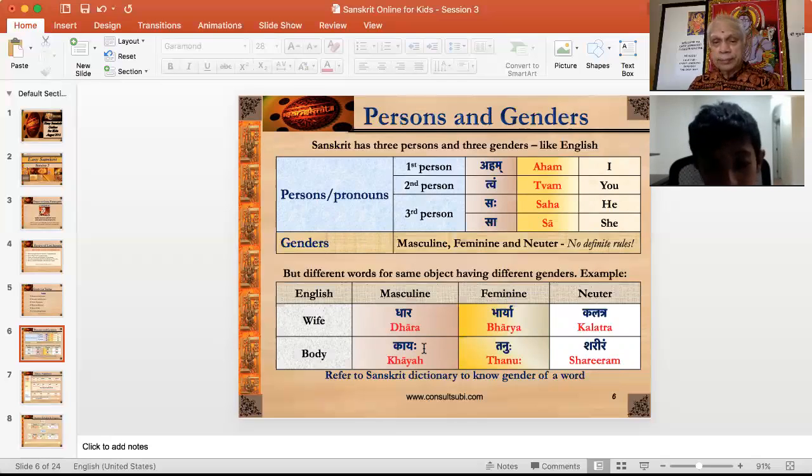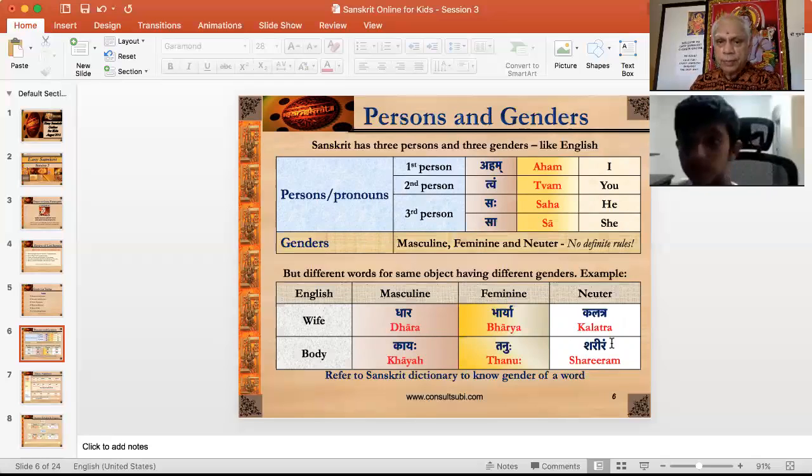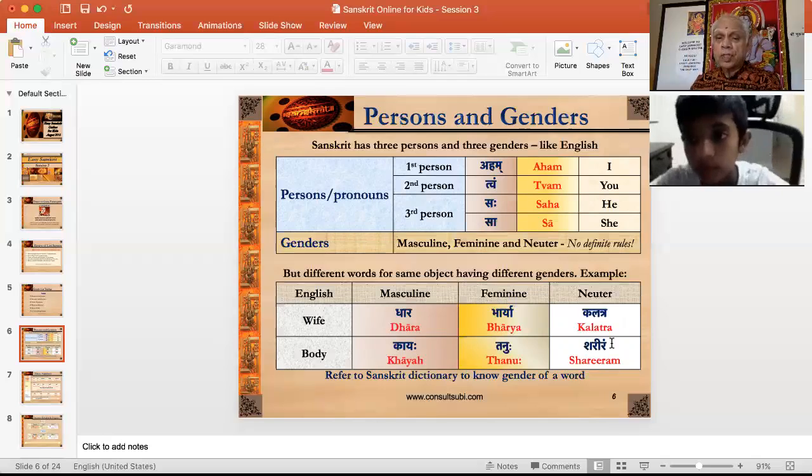Kayaha is masculine. You can also describe the body as tanuhu. Tanuhu is feminine in gender. When you say shariram, which also means body, it is neuter gender. So there is no hard and fast rule. So how to know? You have to consult a dictionary, or by practice you will know the gender of your word. That is how you need to know, and depending on the gender, the verb will change.